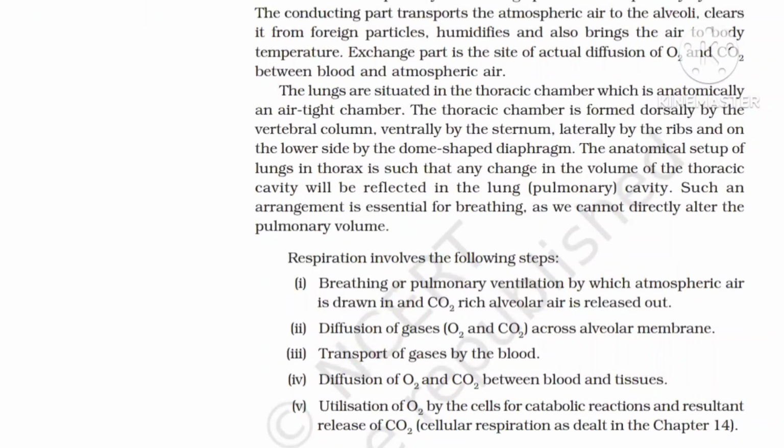In the first video, we studied the respiratory tract. Now we are going to study the position of the lungs and what respiration involves.